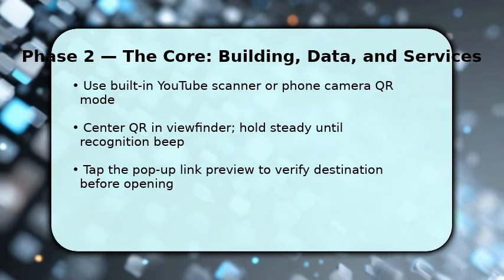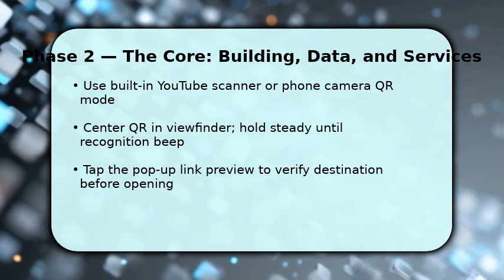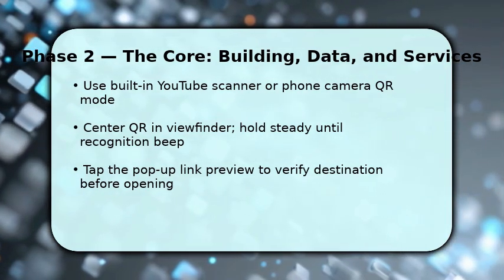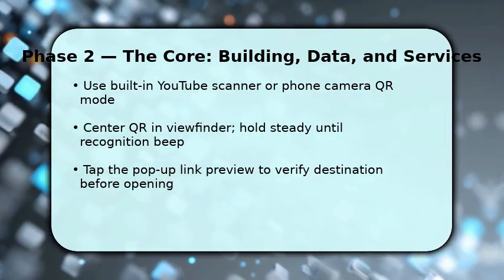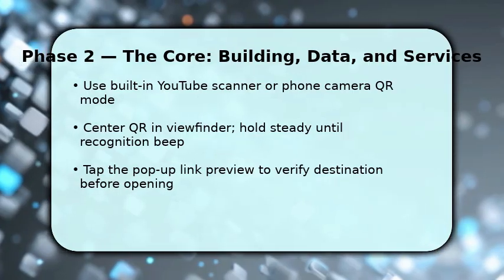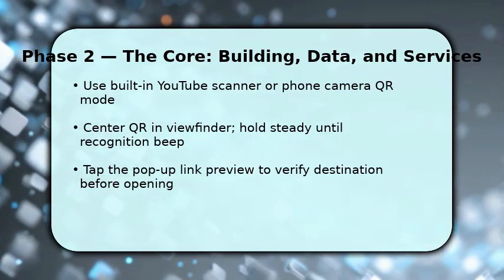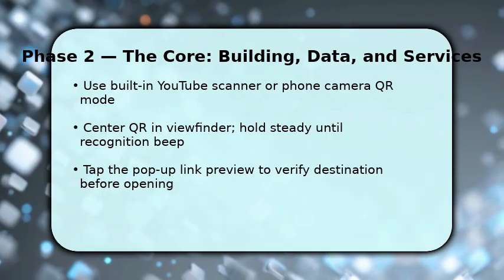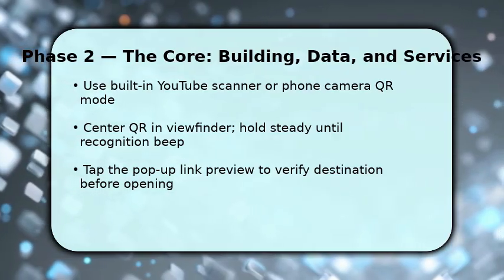Now perform the actual scan. If YouTube displays a scanner, align the QR inside the guide and wait for the recognition signal. Otherwise, switch to your phone camera's QR mode and center the code. Make sure lighting is even and avoid glare. Subtle angle adjustments often help capture faint prints.